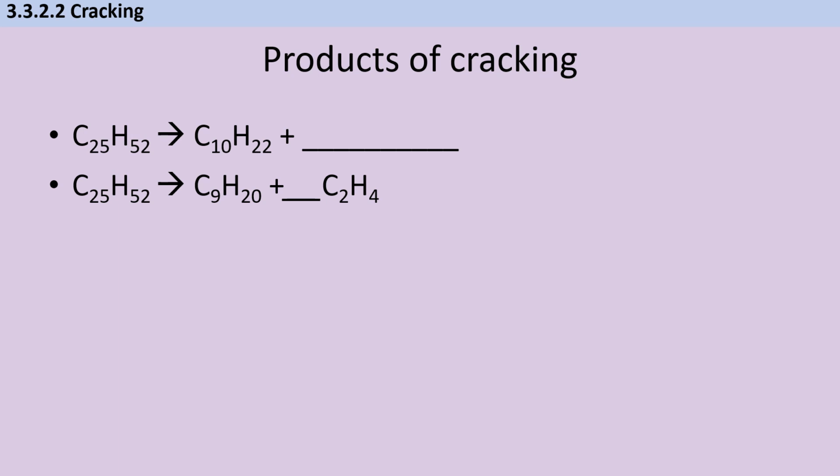So you encountered two types of cracking equation at GCSE, and both of these still come up at A-level for a single mark. So in the first example, we've been given one of the products and not the other, and we need to think about conservation of matter. So we think we've got 25 carbons, but then only 10 here. So we're going to have 15 carbons, and then likewise, we've got 52 hydrogen and then only 22 here. So we're going to have 30 hydrogens there. So that's the first example.